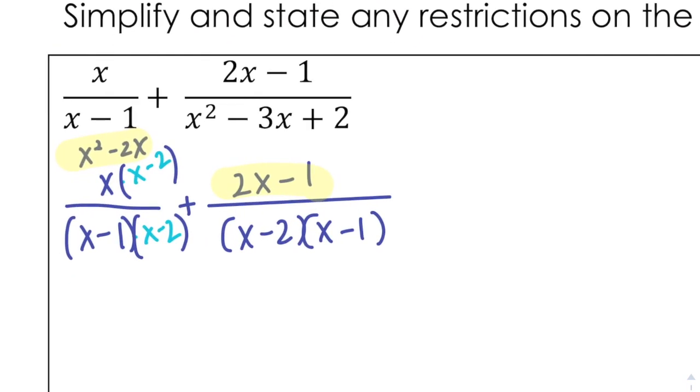So now that I'm here, I have my common denominator. So my common denominator is x minus 2 times x minus 1.